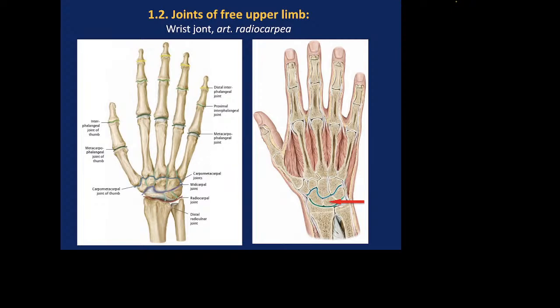The wrist joint is located between the radius and three carpal bones: the scaphoid bone, the lunate bone, and the triangular bone. Usually this joint is ellipsoidal. It has ellipsoidal surfaces, and it has two axes of movement, sagittal and frontal. So we have five types of movements in the wrist joint.